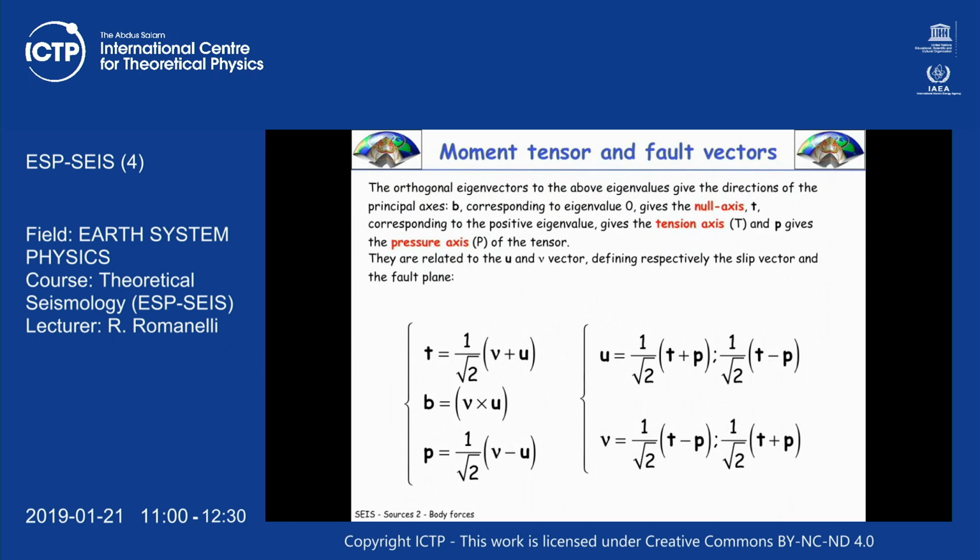So let's complete now the theory, and let's give a look to the three possibilities that we have to describe the source. Do you want me to switch off the light or not? Okay, let's try. Oh, yes.